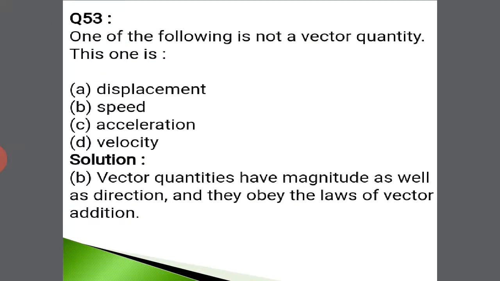Which one of the following is not a vector quantity? Speed, we all know it is a scalar quantity because it is distance upon time, and distance is a scalar quantity, so the resulting quantity is also a scalar quantity. Others are vector quantities.